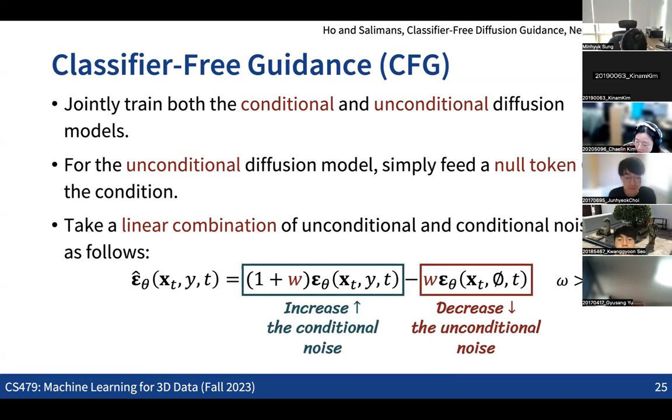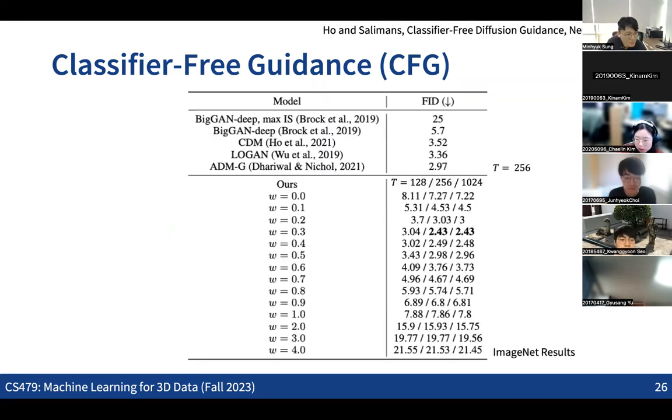As we increase w, we are increasing the conditional noise, and we are decreasing, even making negative, the unconditional noise. So this is a very engineering idea. What we can see is that this is the DDPM case, for classifier guidance where we train the additional classifier. This is also a number where smaller is better.